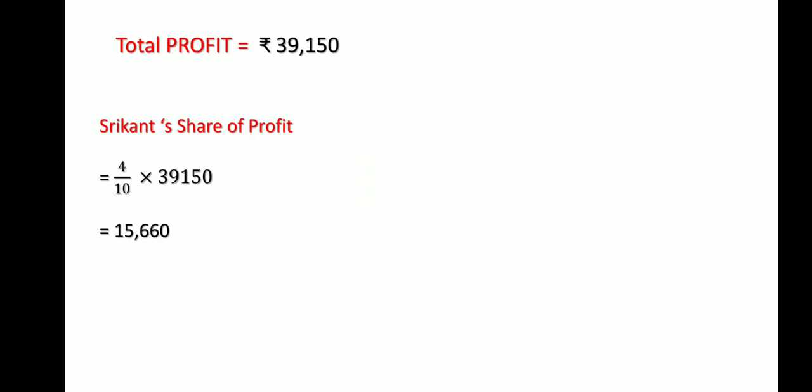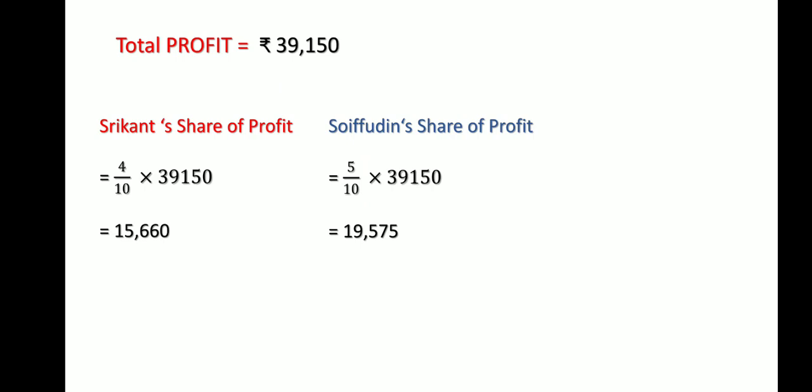Now we can think about the profit. The total profit given to us is 39,150. So Srikant's share will be 4 by 10, Safuddin's share will be 5 by 10, and Peter's share will be 1 by 10.